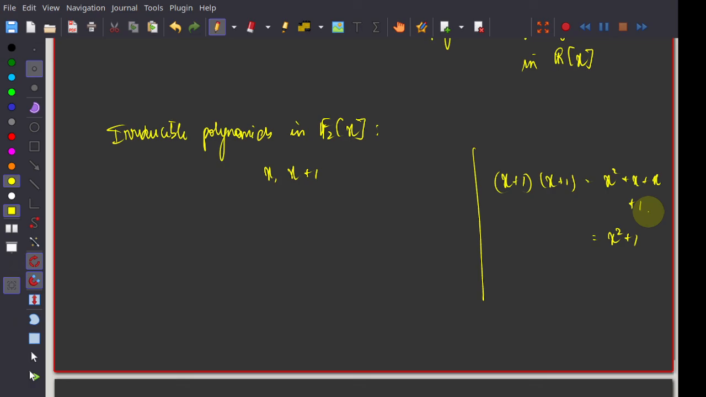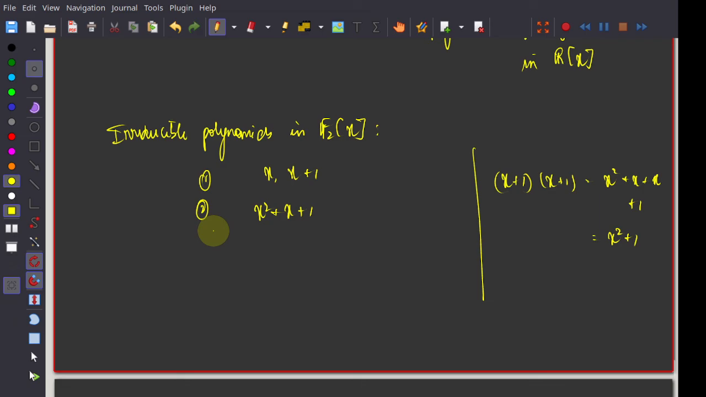Exactly. Then what else? No irreducible polynomials of degree 2? Yeah, x square plus x plus 1. Is it irreducible? Does x divide this? No. Does x plus 1 divide x square plus x plus 1? It doesn't. So this is the only irreducible polynomial of degree 2.